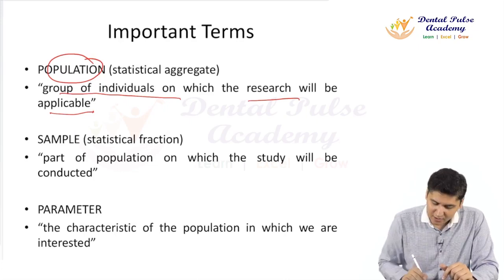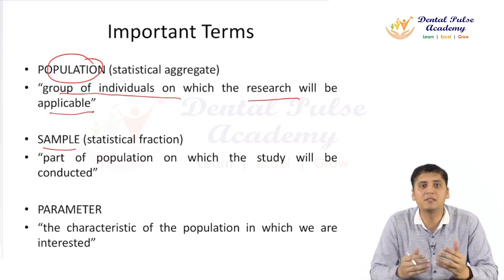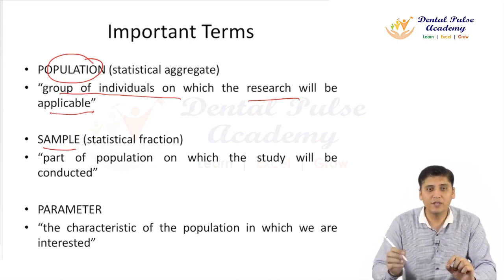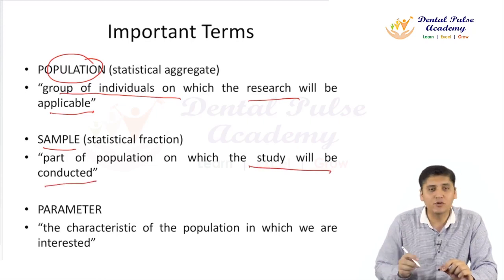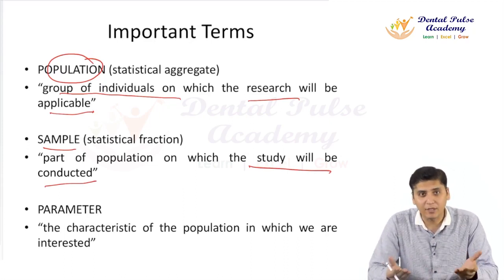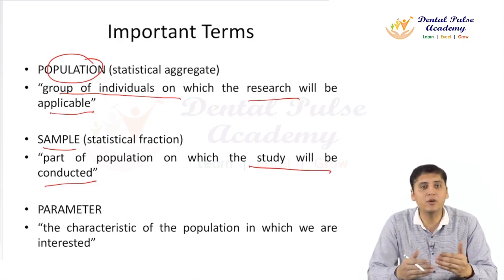The next term is sample. Sample means a fraction, a subset, the statistical fraction which is a subset of the population. Sample is that part of the population on which the study will be actually conducted. If you are able to conduct the study on the entire population, that is very good, because you will be getting the outcome of the entire population. But if not possible on the entire population, we need to have a representative sample from the population.